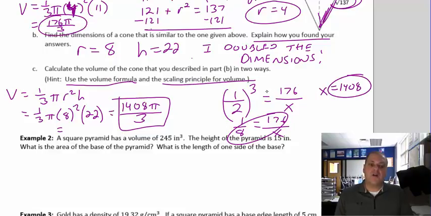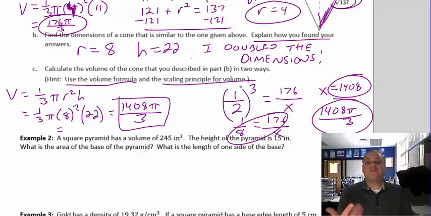Okay, and then again, we left that pi over 3 off, so we got to put that back in. 1408 pi over 3. All right, so you could see how you could actually find the volume using that scaling principle if you know that they were doubled. That's just more practice with that scaling principle.